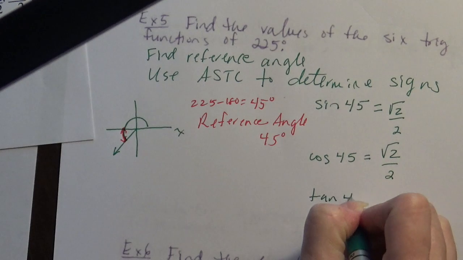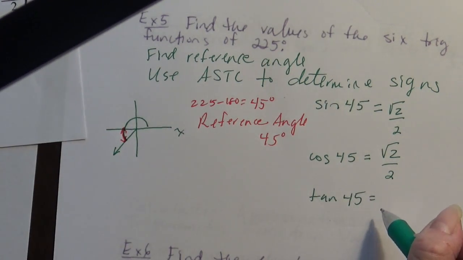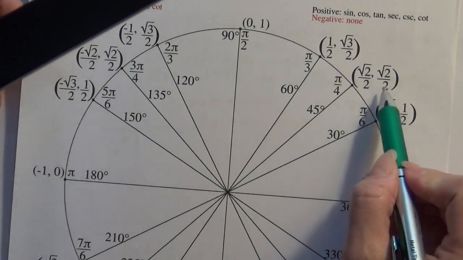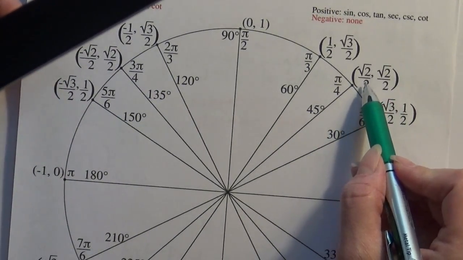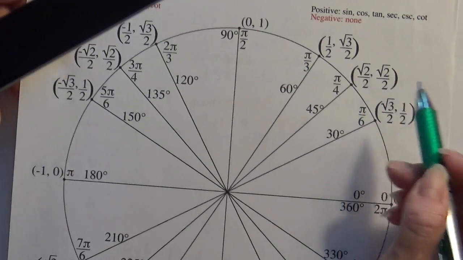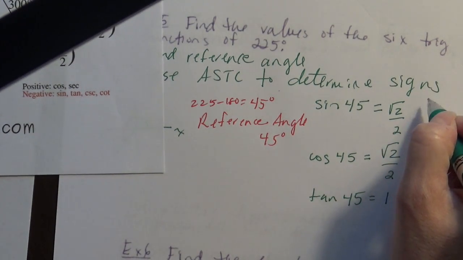Tan of 45, remember that one is going to be the y value over the x value. So I'm on the unit circle, here's my 45 degrees. If I do y over x, they're the same thing, so they're going to reduce and give me a value of 1. So tan 45 is 1.